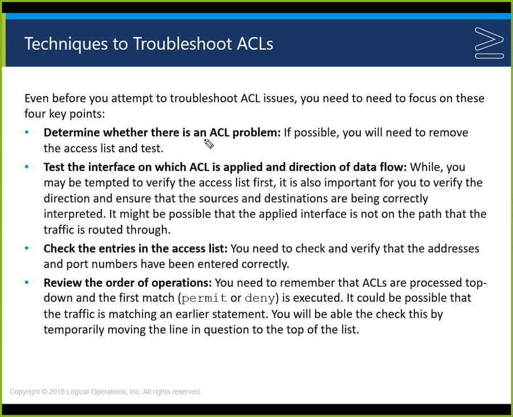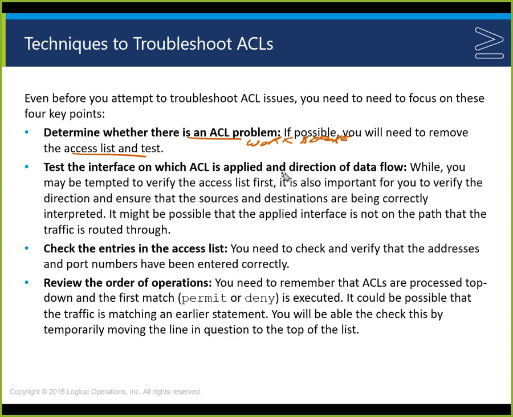So determine whether there is an ACL problem. You need to remove the access list and test. So did it work before we applied the list? And this is an implication that we were trying to limit some traffic and let some traffic through, and that the traffic that was supposed to get through couldn't get there. But did that work before the ACL was applied?